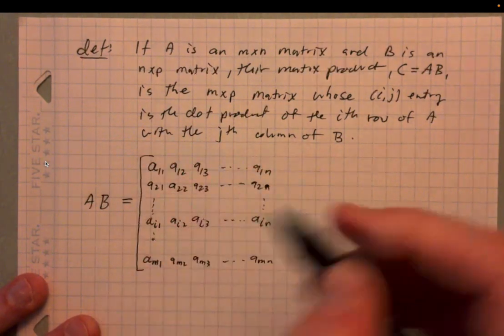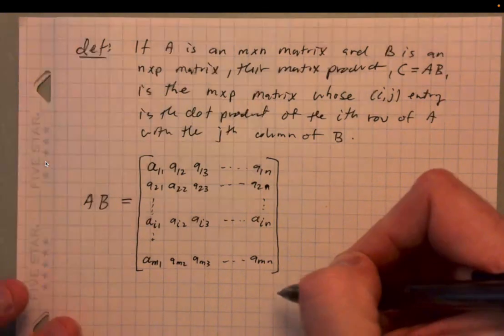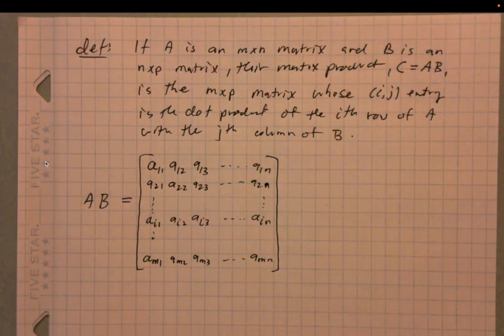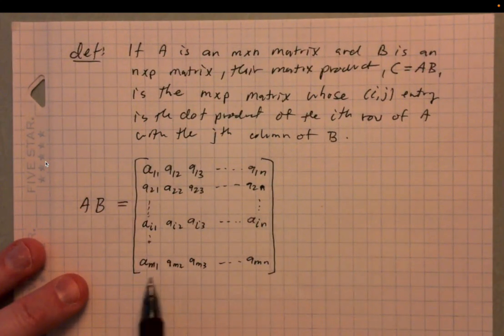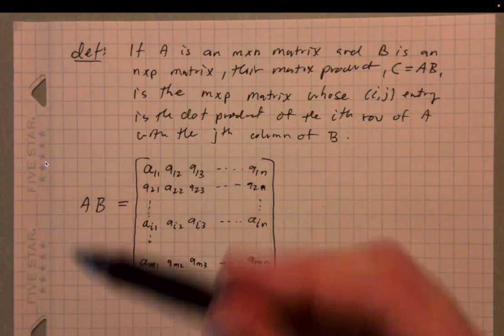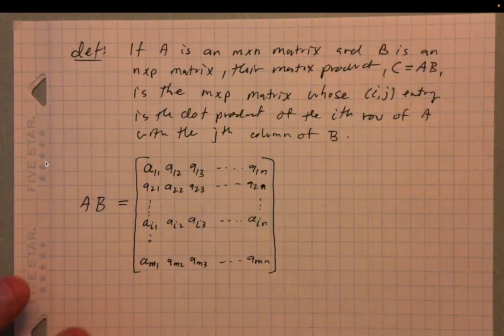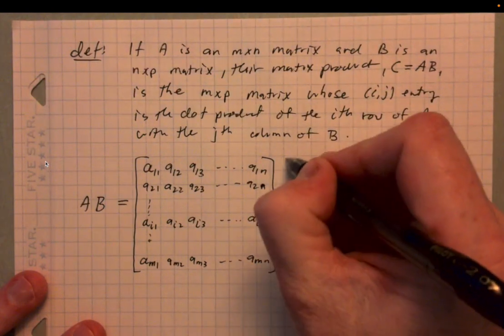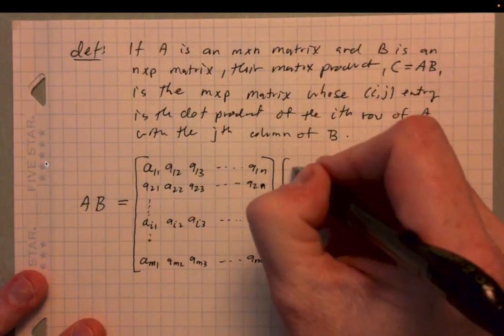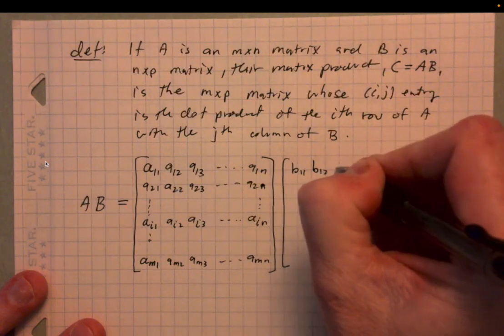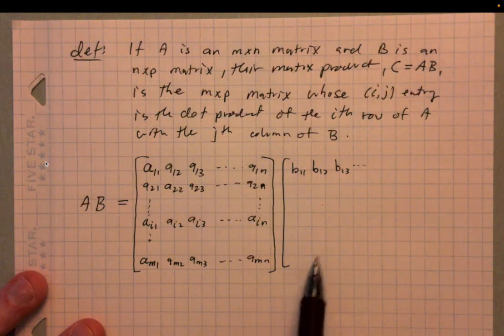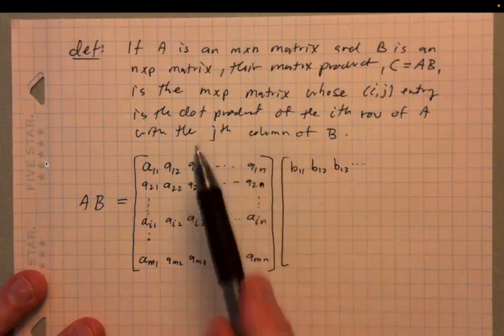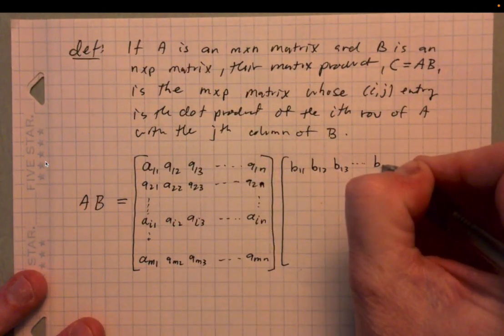So here's an entry by entry depiction of what A looks like. It has row 1, row 2, row i, and row m, and it has n columns. Now what about B? B is n by p, so let's put B in here. We'll have B11, B12, B13, dot dot dot. For B, it's the jth column that's interesting, so let's put in B1j.